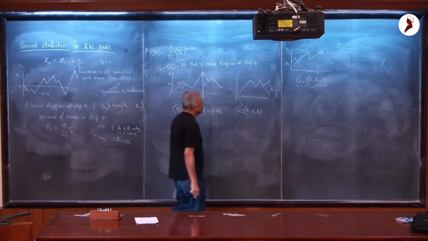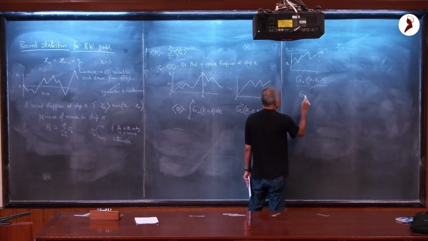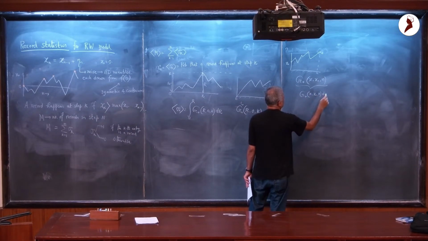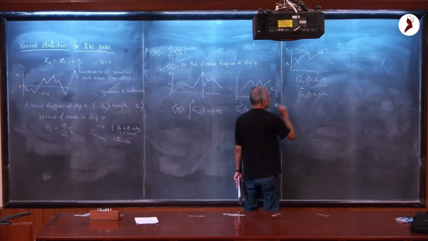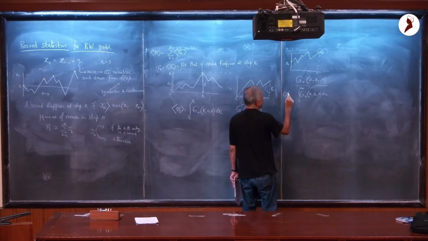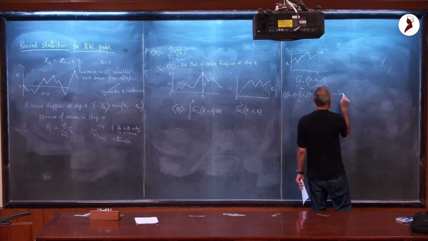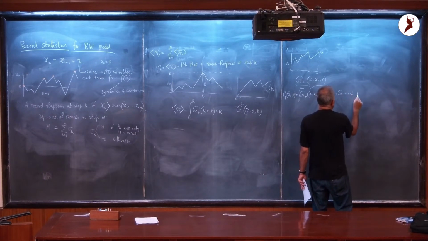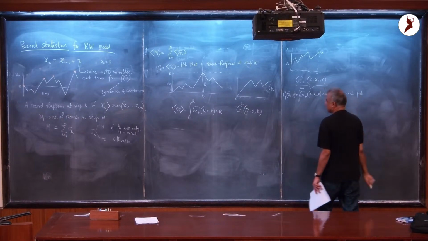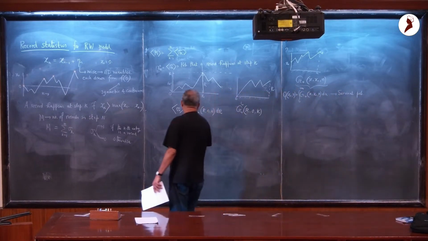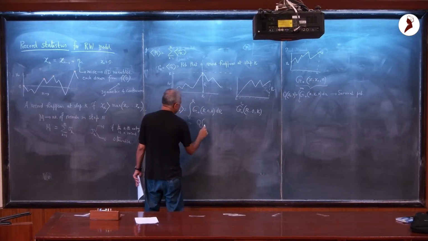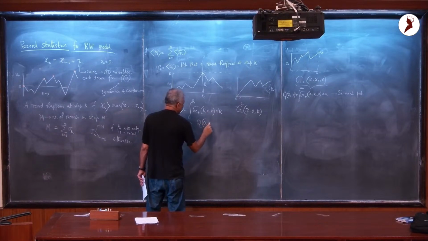But you remember, I said last time that if I integrate over the final position from 0 to infinity, this is just a survival probability. That means starting at x naught, what is the probability that the walk does not cross the origin up to step n? So therefore, this is nothing but the survival probability of this guy starting at 0 till step k.